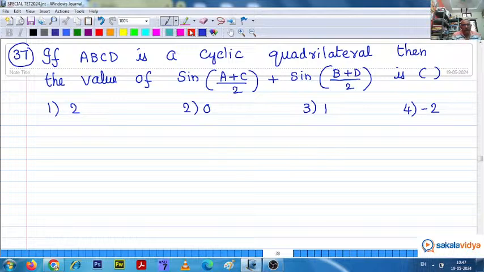See, my dear students, remember one thing. In a cyclic quadrilateral, let me explain. First of all, let me draw the figure. This is a circle in which a quadrilateral is inscribed.